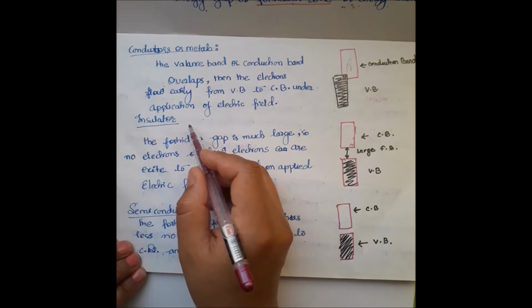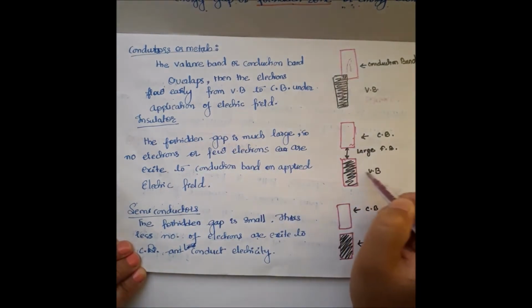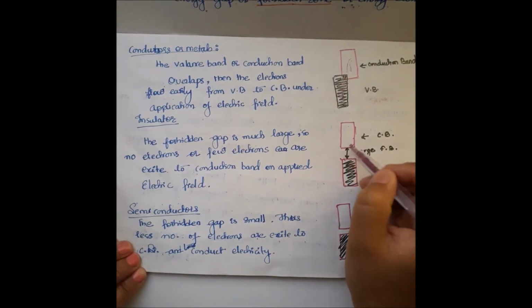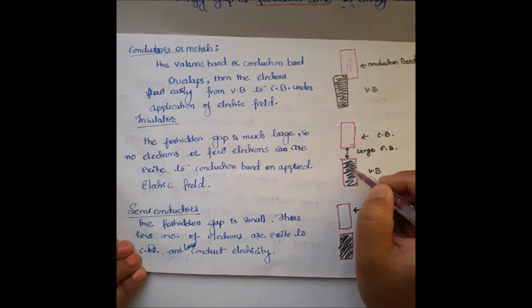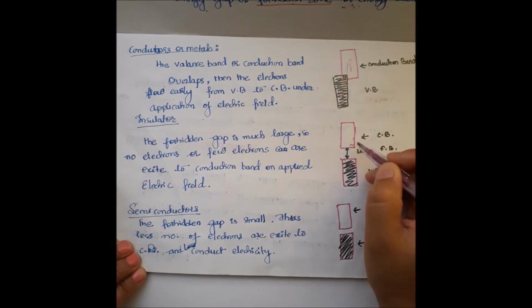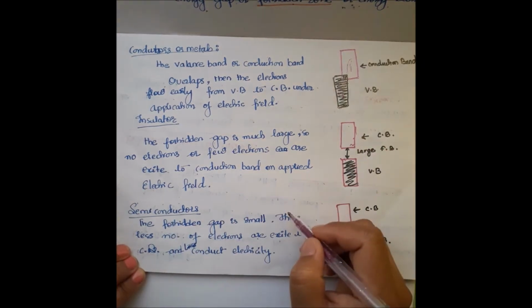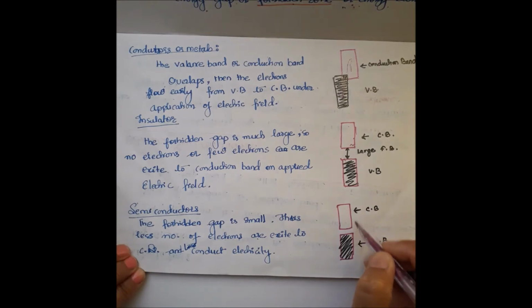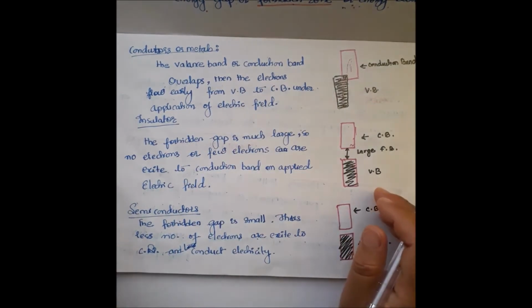For this reason, a conductor has very high conductivity. For an insulator, there is a large gap between the valence band and conduction band, so the energy barrier, or forbidden zone, is very high. Because of that, very few or no electrons can cross this barrier and go to the conduction band, so they have very low conductivity. For a semiconductor, the gap between the two is smaller, so a few electrons can easily jump to the conduction band, and conductivity is low compared to that of conductors.